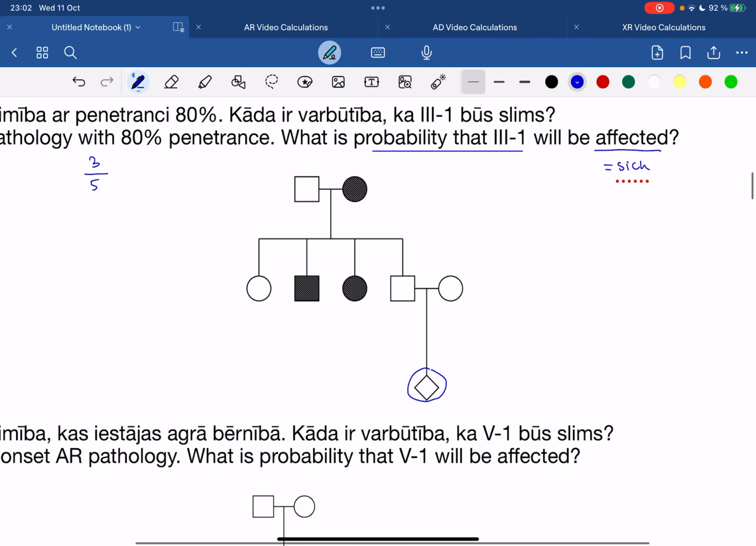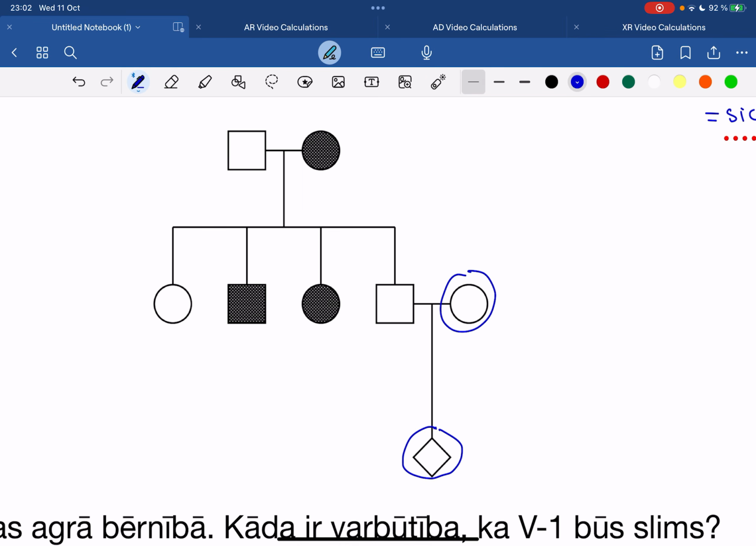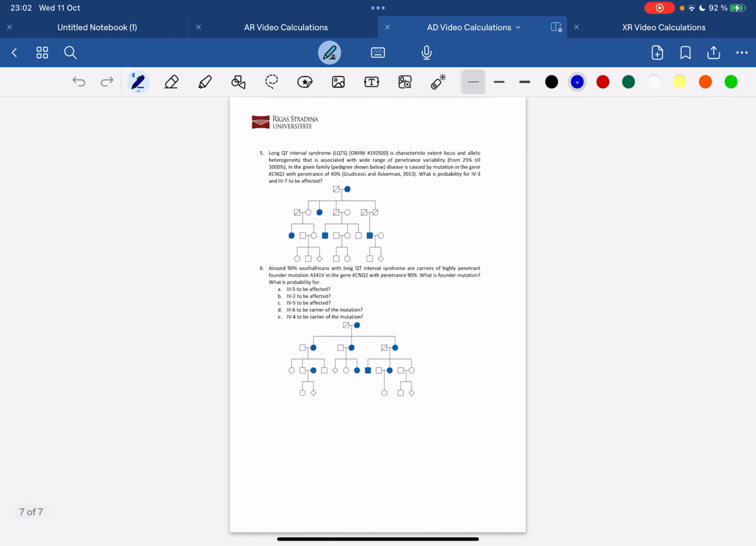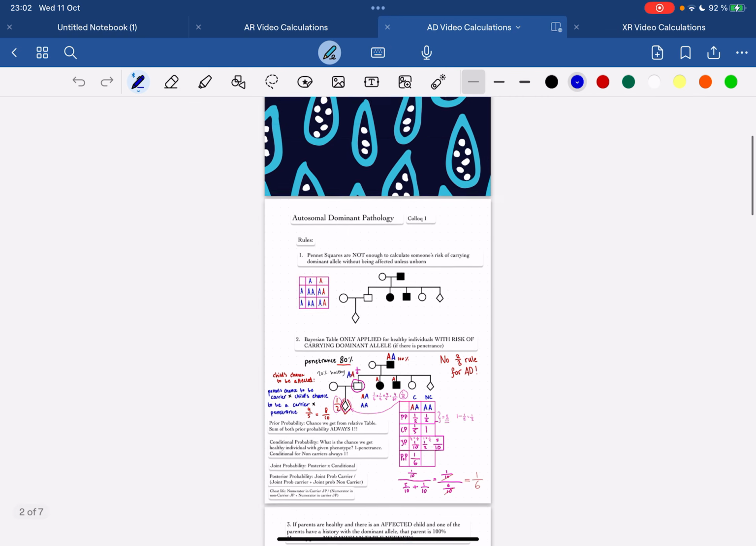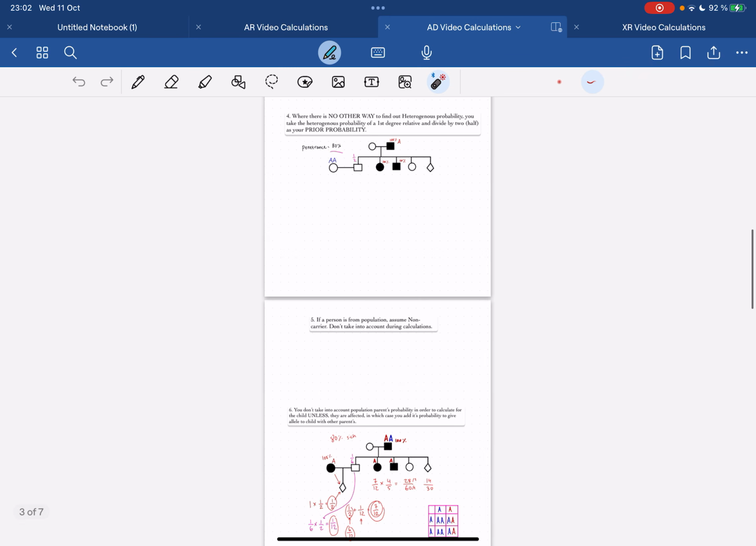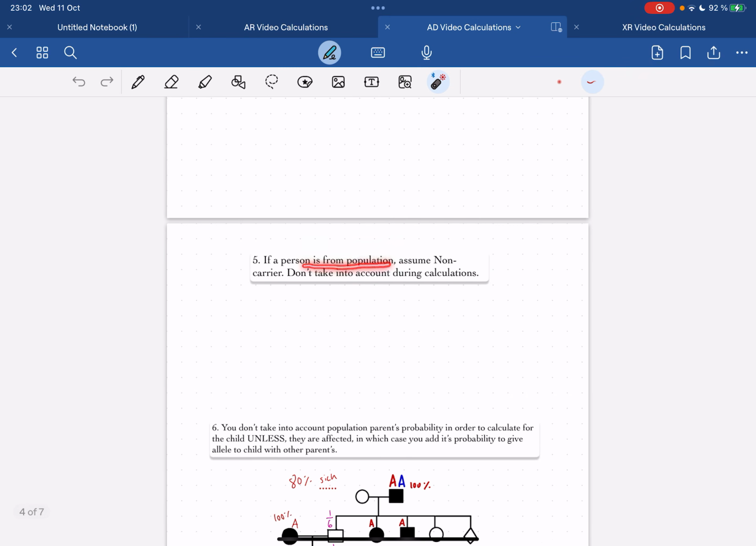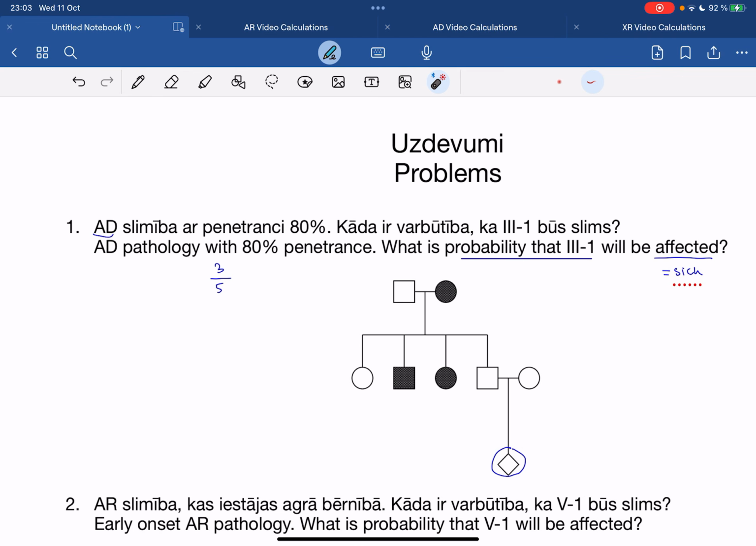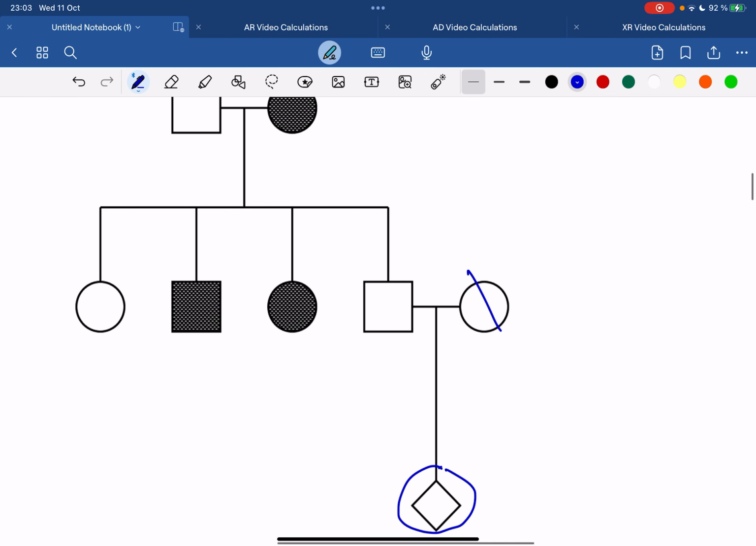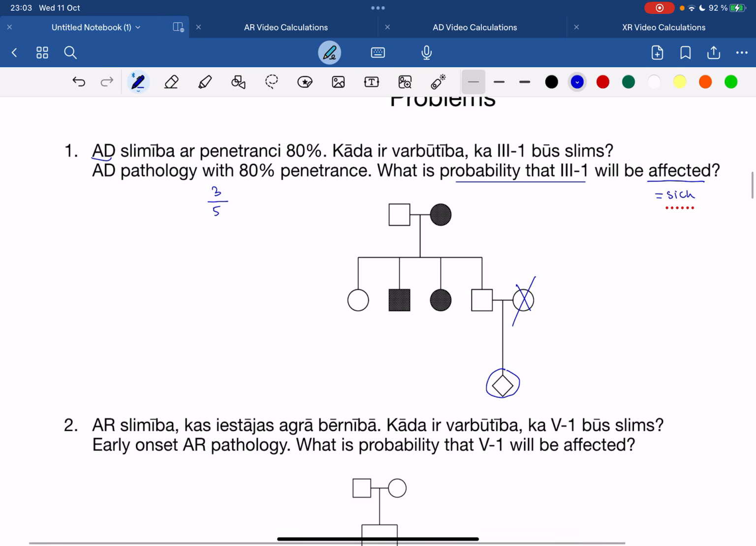So now we have to go according to this person's parents, which are these two people. So this person comes from population. And what do we know about population individuals for autosomal dominant? Let's go into our rule book right here. If a person is from population, assume non-carrier. Don't take into account during calculations. So that's for autosomal dominant only. So this person is completely irrelevant in our case.